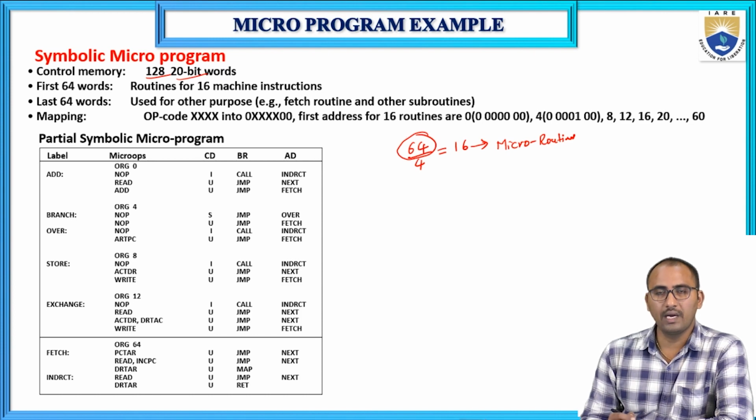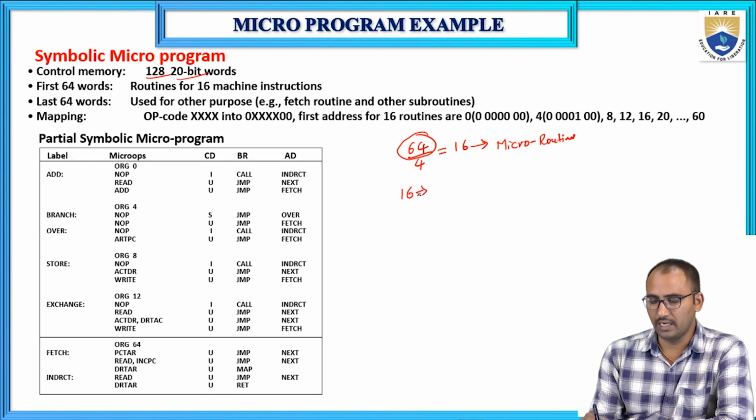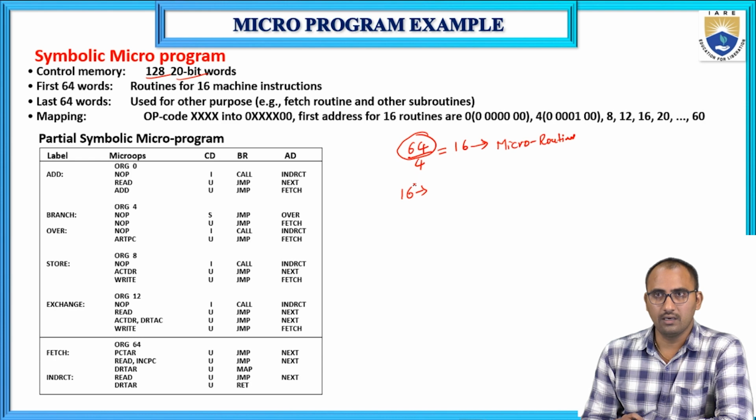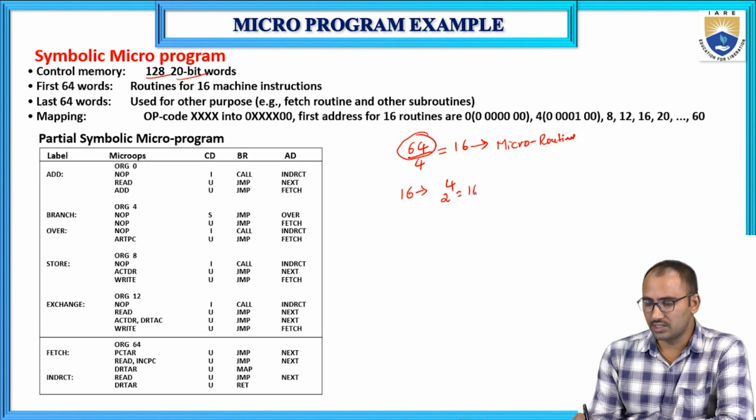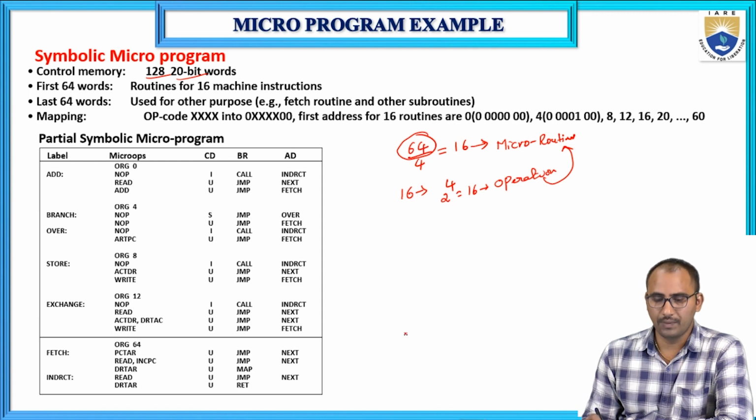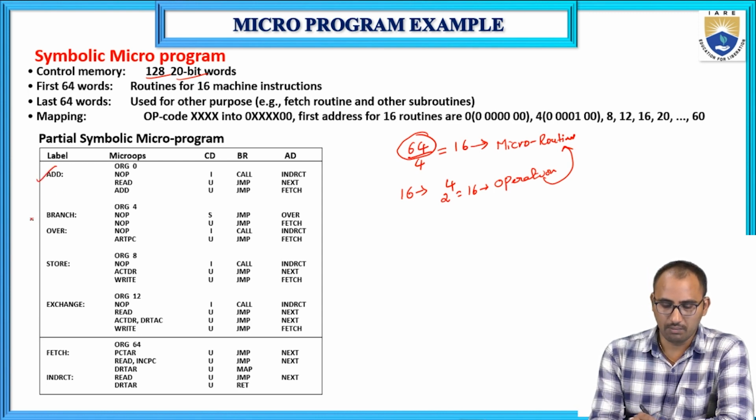Okay, so how many micro operations do we have? We have a total of 16 micro operations because in the instruction format the opcode is 4 bits. So 2 power 4, we can perform 16 operations. For every operation, one micro routine is required. So this is for add, branch, store, exchange.